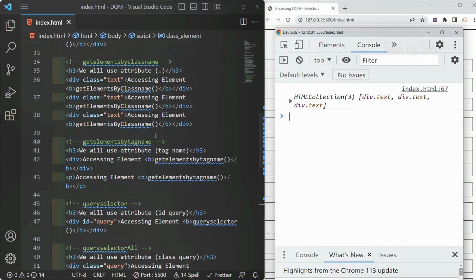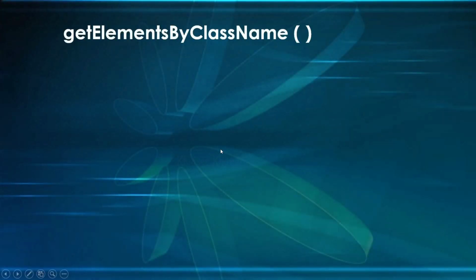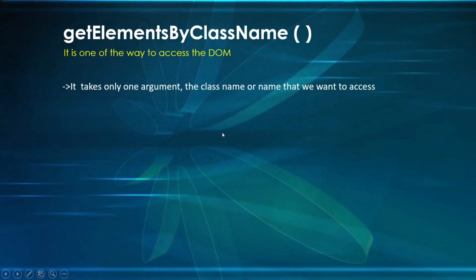Why did I get three things? Because I am having three div containers, 1, 2, and 3, which is having the class as text. So I got the result as 3. That is an HTML collection of three things. So this is about getElementsByClassName. It is also one of the ways to access the DOM. It will be taking one argument, like how we pass inside getElementById. We can pass the class name inside this.